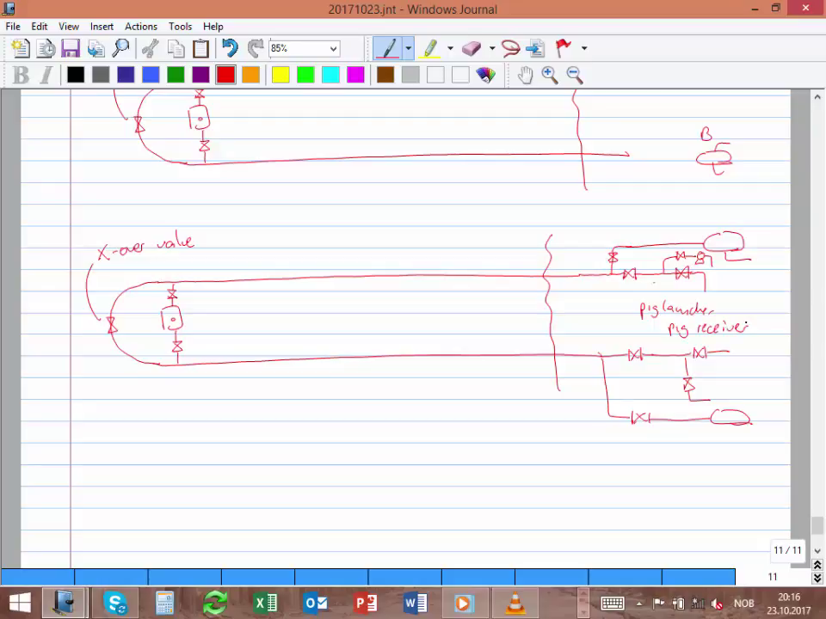Okay, that's the other purpose of having two lines. For example, in Brazil, they say offshore, every well I have to be able to test. I want to test, and the only method approved for testing is a test separator. There is no other method, no chance. So in those cases, you have to have two lines.